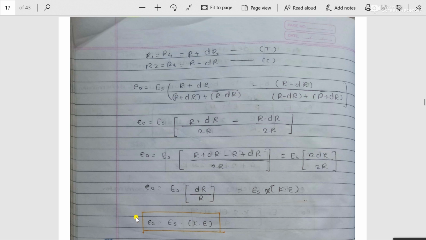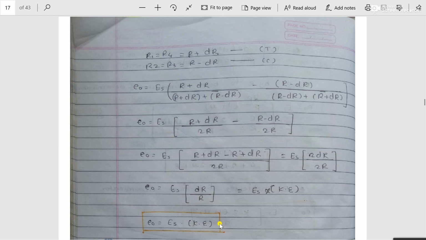So if I compare this output of the 4-arm sensitive bridge circuit with the 2-arm sensitive bridge circuit, the output of the 2-arm sensitive bridge circuit is E0 is equal to Es into K into epsilon divided by 2. But for the 4-arm sensitive bridge circuit, there is no divide by 2, I only get the K into epsilon term. It means after the comparison of the 4-arm and the 2-arm sensitive bridge circuits, we can say that the output of the 4-arm sensitive bridge circuit is twice the output of the 2-arm sensitive bridge circuit.